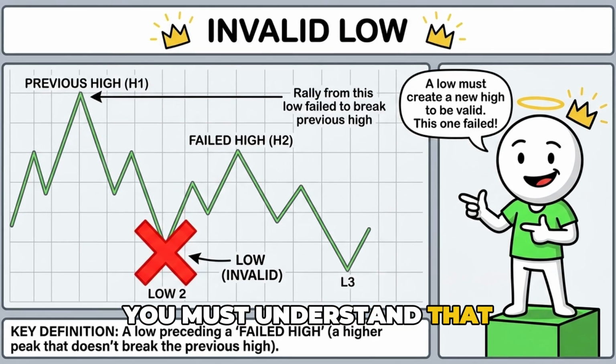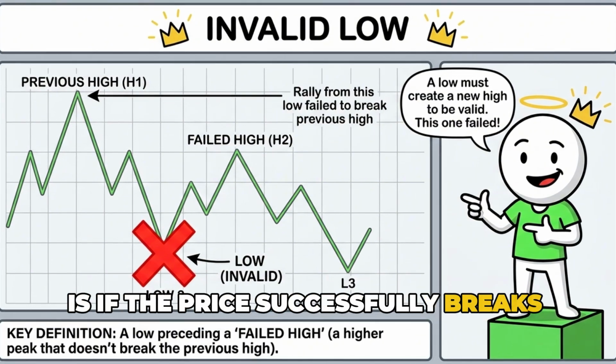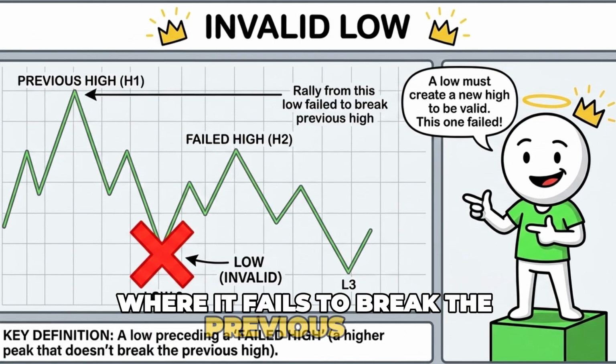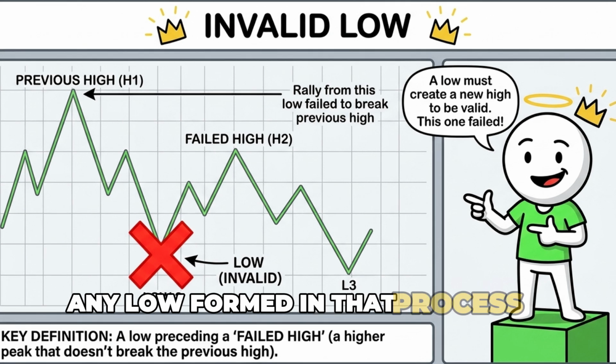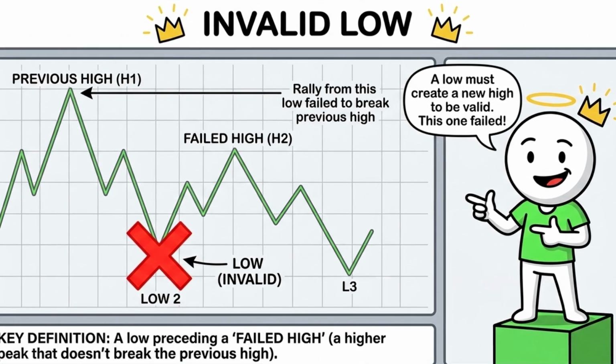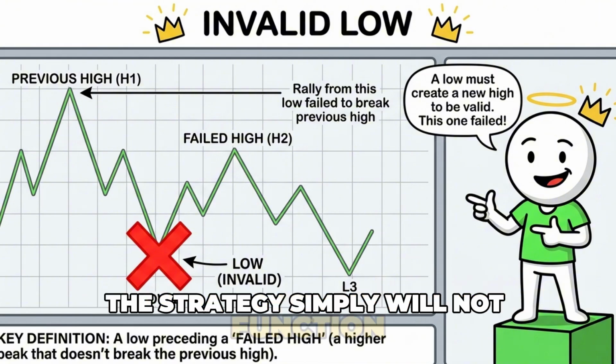You must understand that the only way a low becomes validated is if the price successfully breaks the previous high first. If the price moves in a way where it fails to break the previous high, any low formed in that process is invalid. I want to make this point crystal clear. In order for a low to be validated, it needs to break the previous high. If you do not grasp this specific rule, the strategy simply will not function.